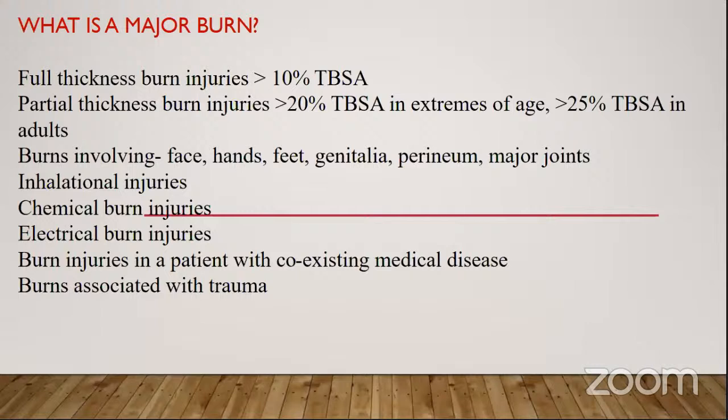Major burns constitute: full thickness burns greater than 10% total body surface area, or partial thickness burn injury greater than 20% total body surface area in extremes of age, or greater than 25% total body surface area in adults. According to area of burns, burns involving the face, the hands, the feet, genitalia, perineum, and major joints. Inhalational injuries also constitute major burns.